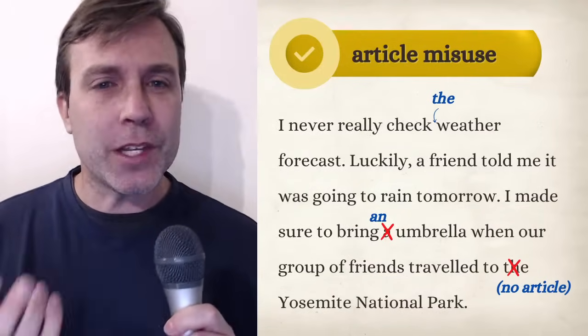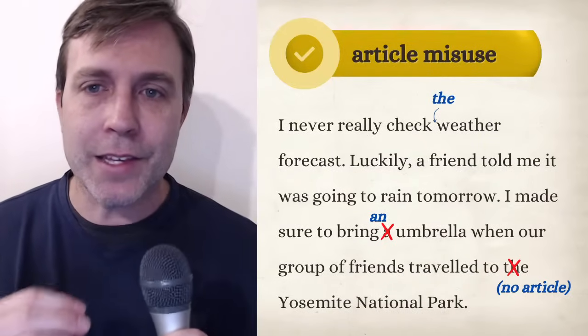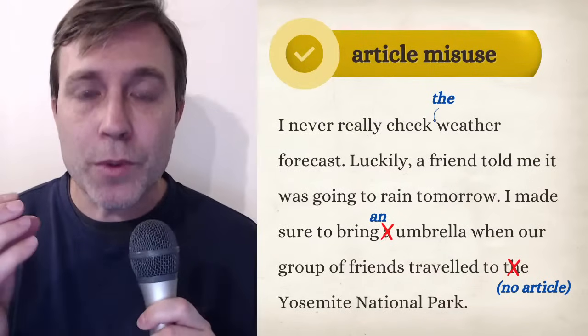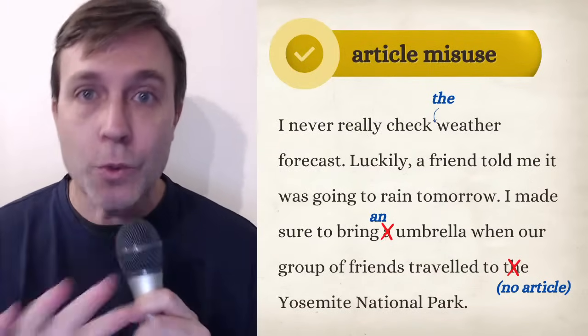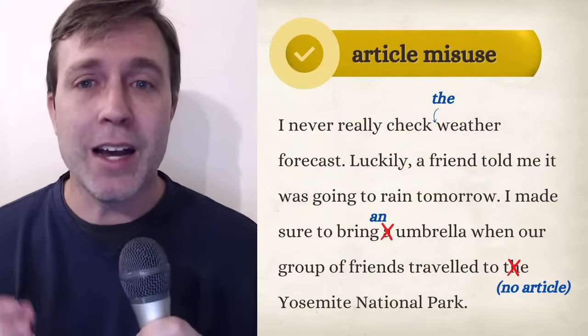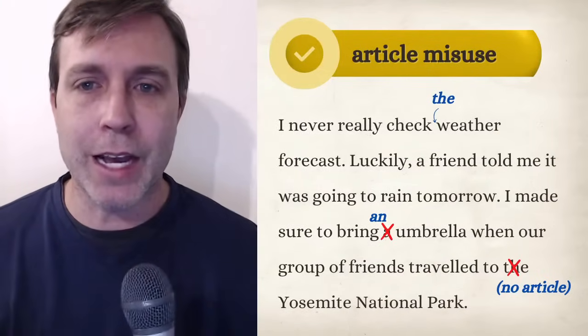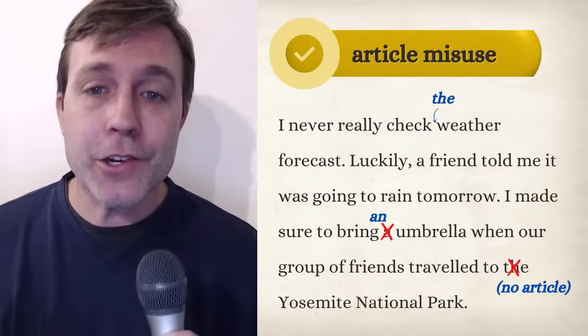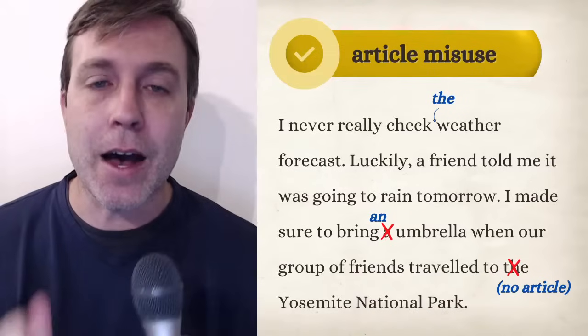"I never really check the weather forecast." You could use the article a in this case, but mostly when talking about the weather, you're referring to the specific weather where you are. So I think it's preferable to use the. "I never really check the weather forecast. Luckily, a friend told me it was going to rain tomorrow. I made sure to bring an umbrella."